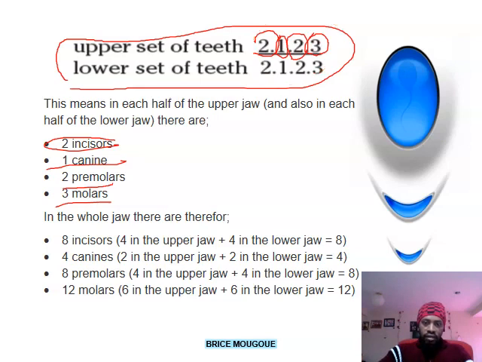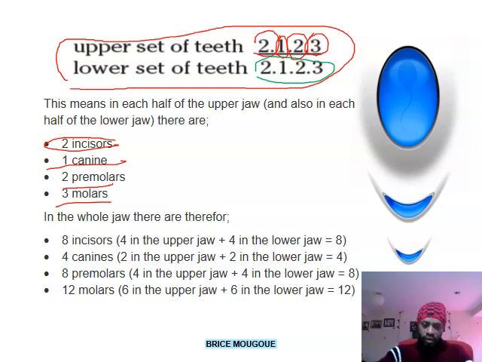down here will be the lower half of the same side. They all mirror each other. If I have two up, I expect to have two down. If I have one up, I expect to have one down. If I have two premolars up, I expect to have two premolars down. And three molars up, I expect to have three molars down. That's in an adult human being.